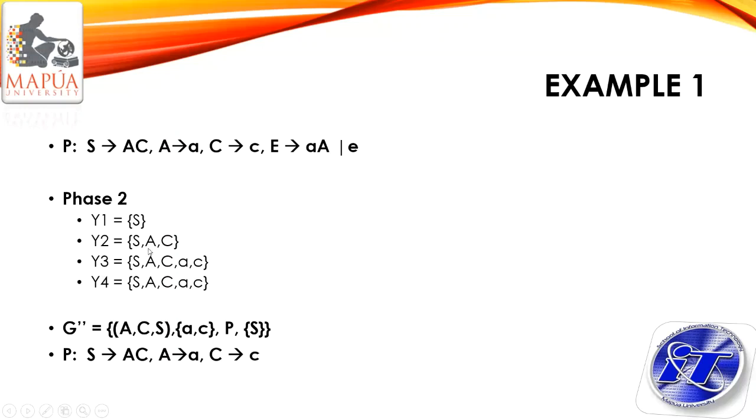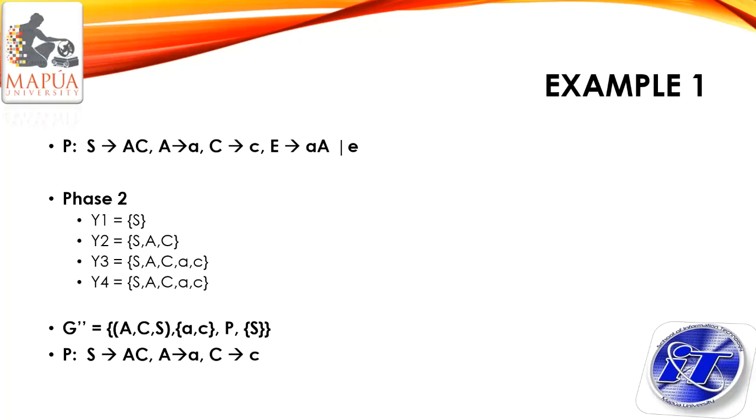Okay. So what will be the outcome of A? Non-terminal A gives terminal A. So include terminal A. For C, terminal C. So include. So for the new symbols in our list, let's check if they will yield other symbols. But based on the rule, there's no new symbol that will be derived from terminal A and terminal C. So therefore, Y3 and Y4 are the same. So we're going to stop our cycle.